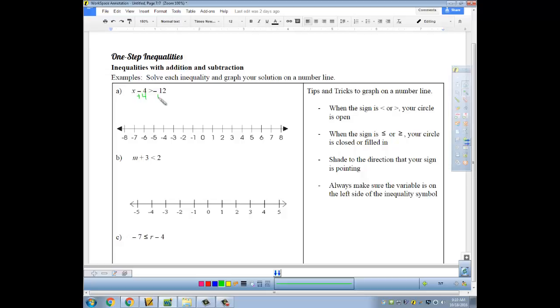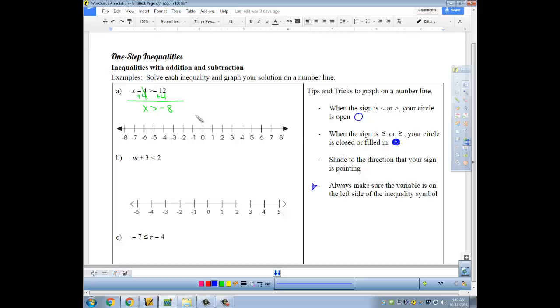So add 4 to both sides to get x is greater than negative 8. The first thing you always want to check, even though I put this last, is make sure that your variable is on the left side of the problem. So this is on the left side, so we're good. And then we want to look at this symbol. If it's less than or greater than, it's an open circle, so like this. If it's less than or equal to or greater than or equal to, it's going to be closed.